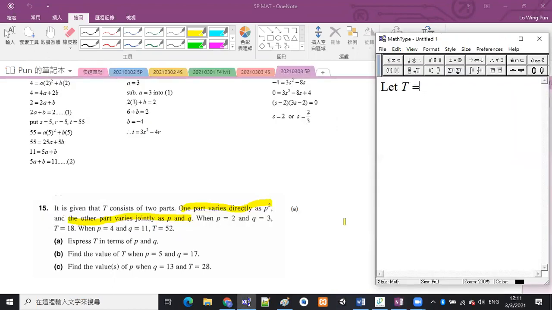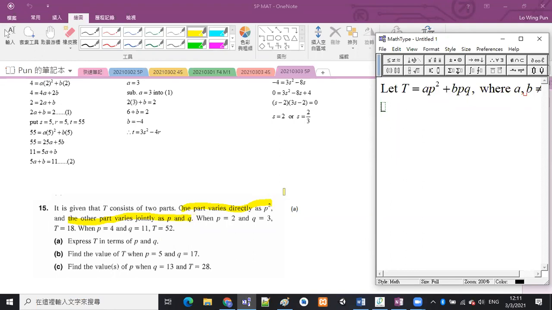Okay, so we will let t be 2 parts. The first part is directly as p squared, so it should be a times p squared, plus the second part is varies jointly as p and q. Okay, and no inverse variation, so it is just b times p times q. Okay, so all multiplied together. Okay, and then where a and b are not equal to 0.